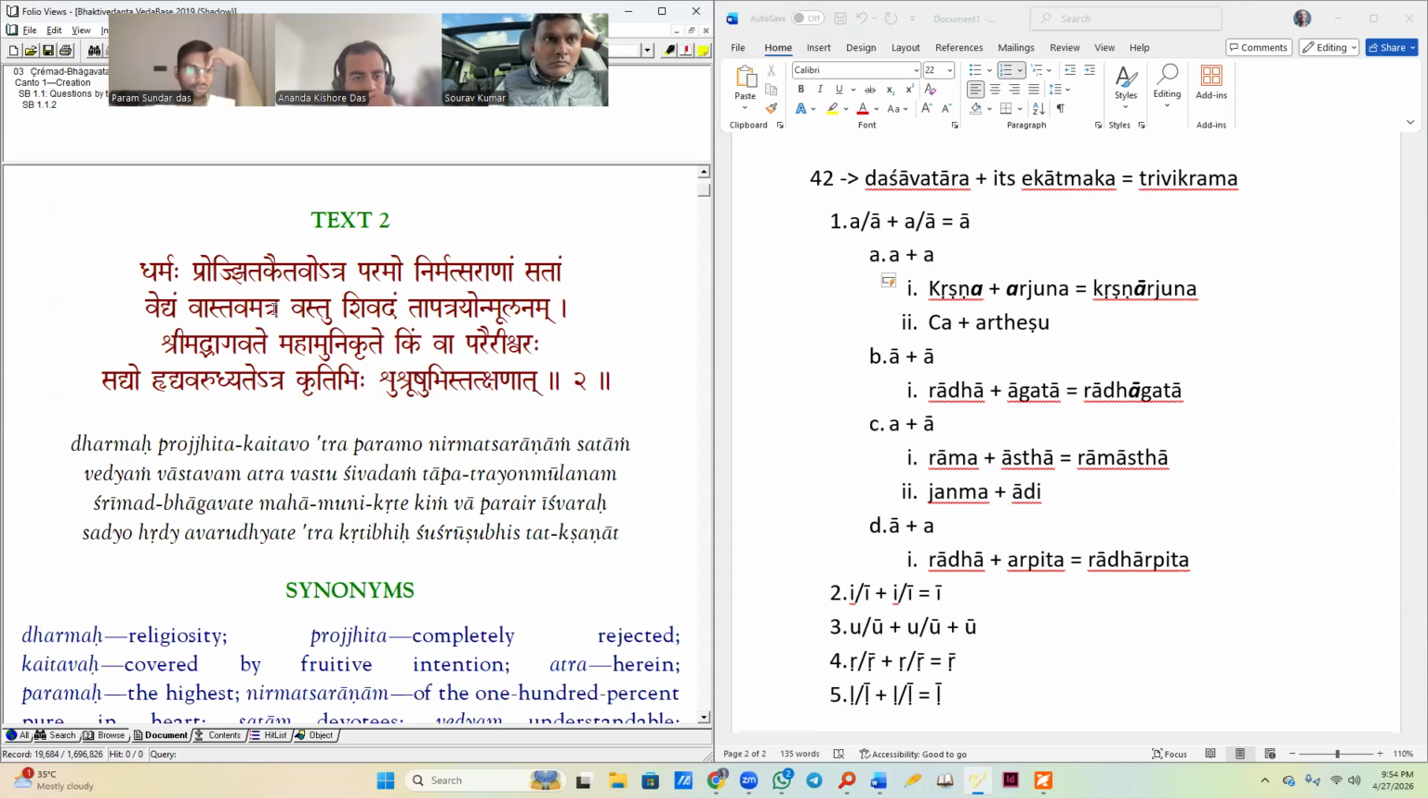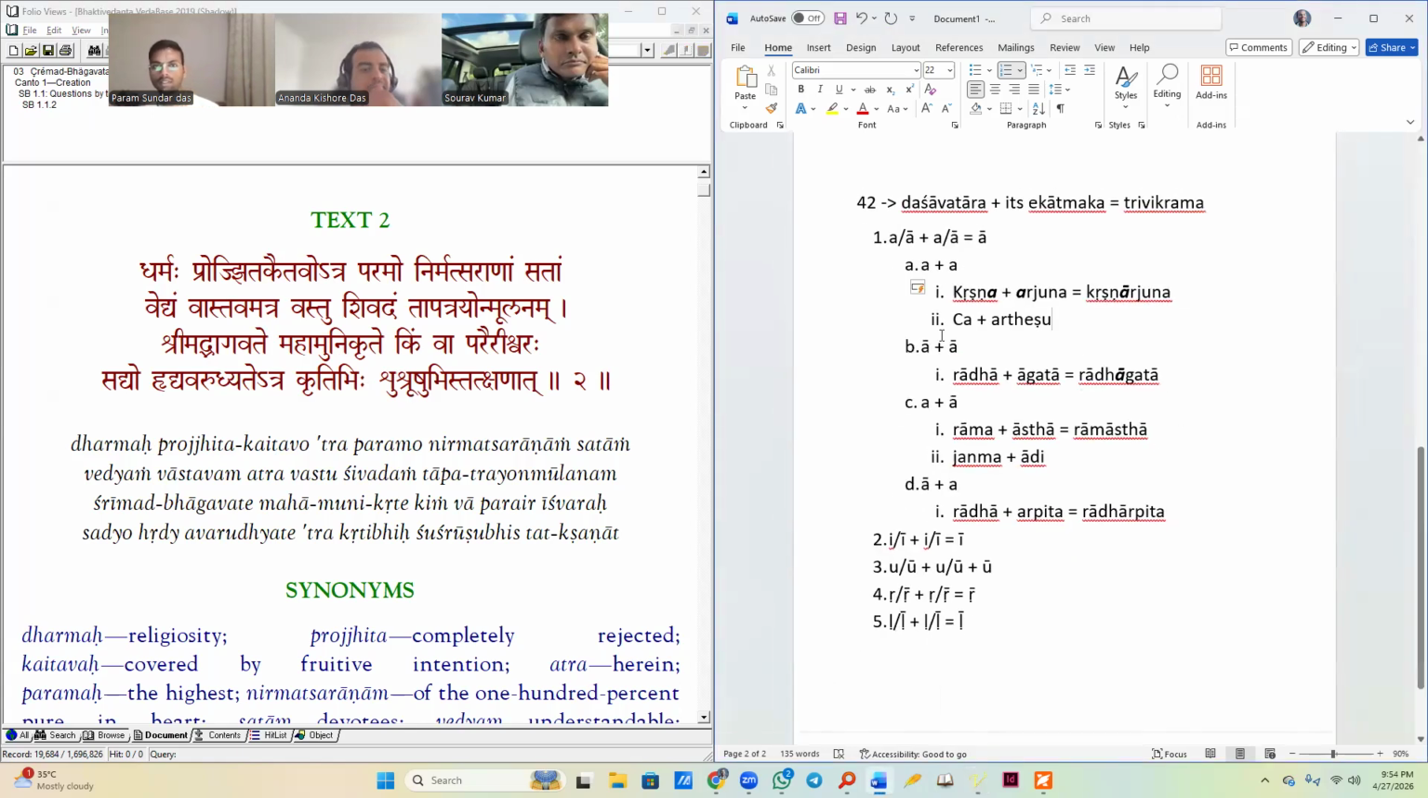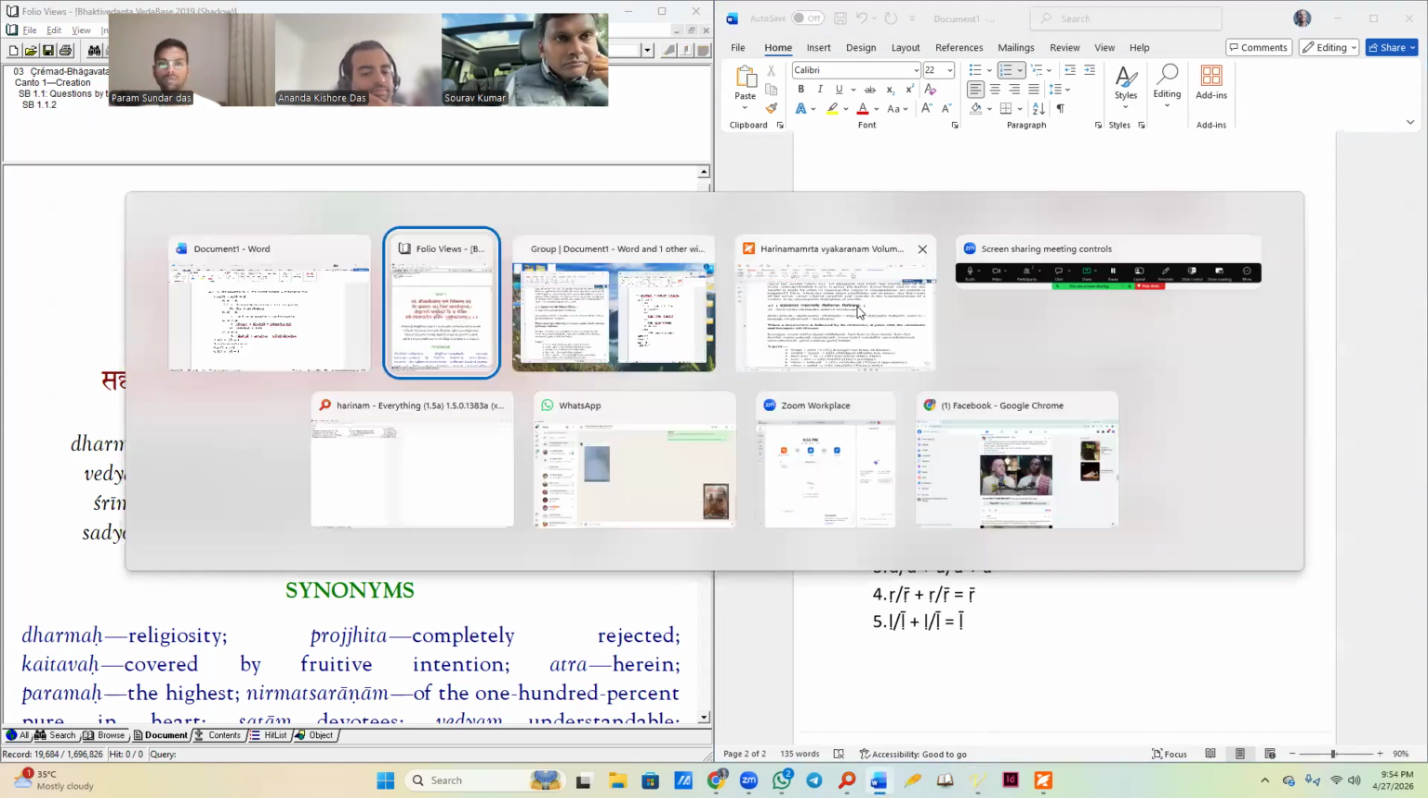Let's see if we have something here. Dharmaha projjhita kaitavo'tra paramo nirmatsaranam satam. Nothing here. Okay, so in this way, that's rule number 42, Sutra 42.